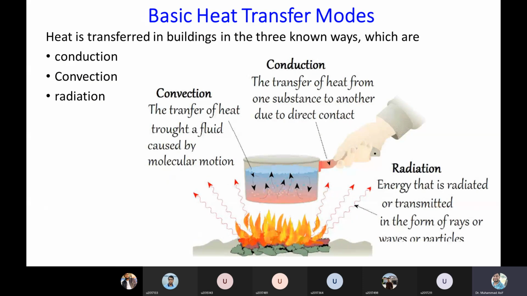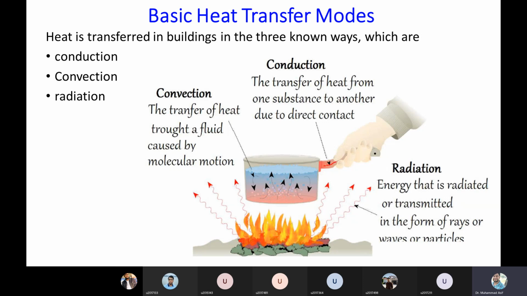But basically, whatever the component of the building structure, the heat transfer will occur through these three modes of heat transfer: conduction, convection, and radiation. This diagram explains well the difference between them. I hope you are already familiar with them and have studied the heat transfer subject in detail.